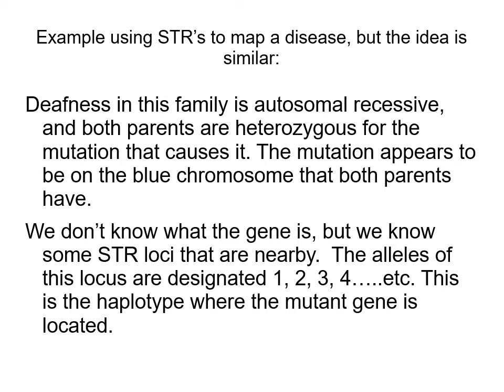Okay, here's a slightly different example to show how this works. This example uses STRs to map a disease, but the idea is the same. This is a family with autosomal recessive deafness, and both parents are heterozygous for the mutation. It's going to appear on the blue chromosome. We don't know what the gene is, but we know of some STR loci that are nearby, and we can designate those alleles and track the gene based on what STR alleles the person is carrying.